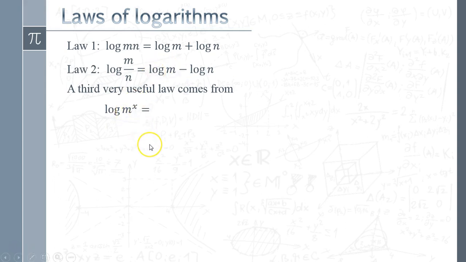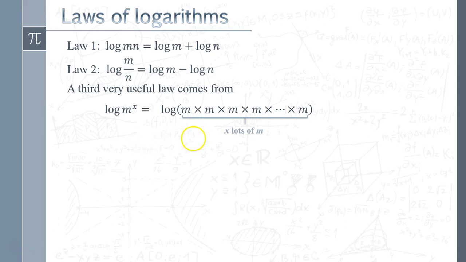a power here. So what we're going to say is, well, that is log m times m times m times m times m, and so on and so forth. So we've got x lots of those. And now here's the clever bit, because using our first law, we can take this single log and write it as a whole bunch of separate logs, and they're all going to be log m's. So I've got log m plus log m plus log m, again using our first law there.